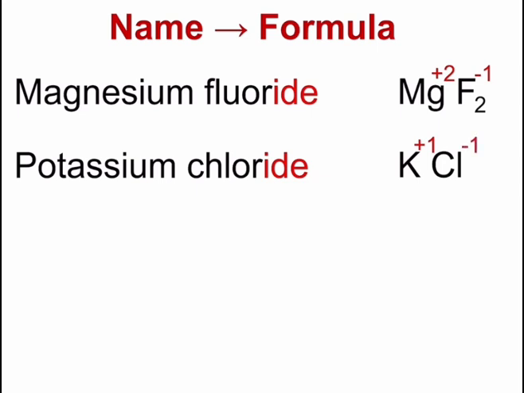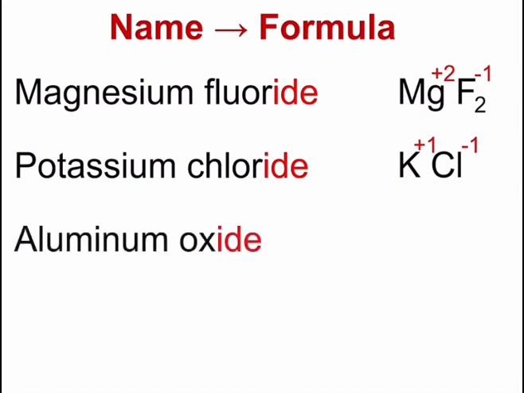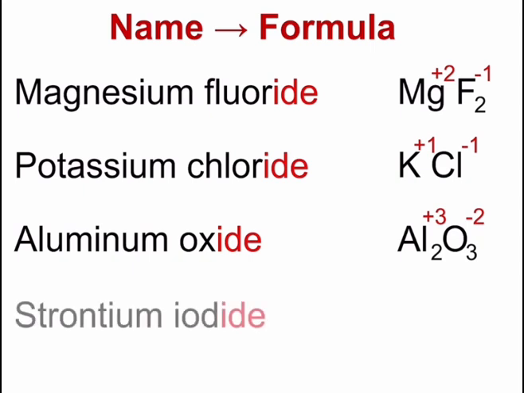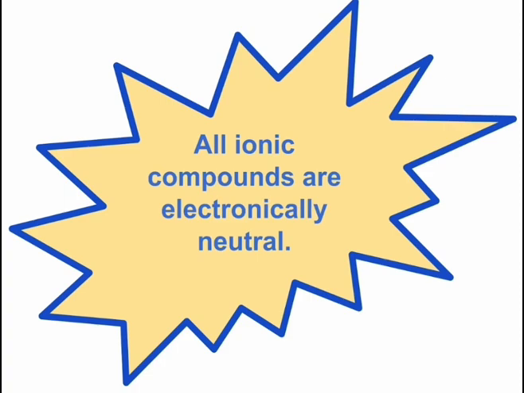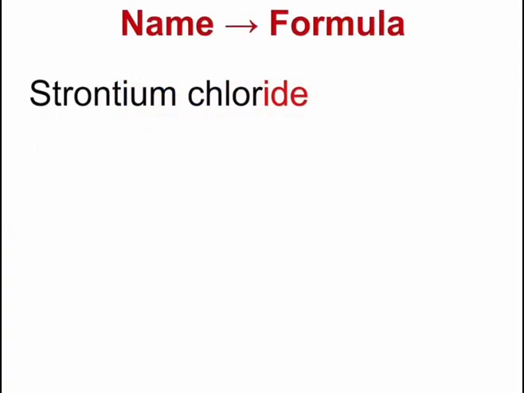No need for adjustments. Aluminum oxide. Aluminum would have a charge of positive 3 as an ion because it is an element from group 13. Oxygen would have a charge of negative 2. It takes 2 aluminum ions and 3 oxygen ions to make up an electronically neutral compound. Strontium iodide. Strontium would have a charge of positive 2. Iodide would have a charge of negative 1. It would take 2 iodide ions to cancel the charge of strontium. The final formula of an ionic compound must be electronically neutral.